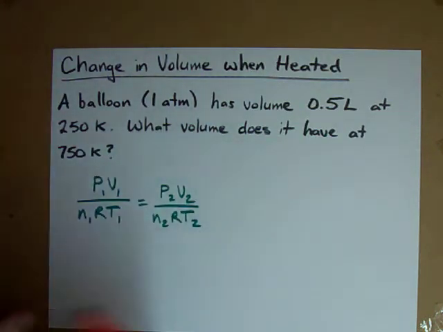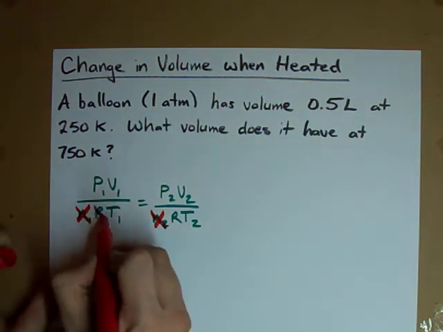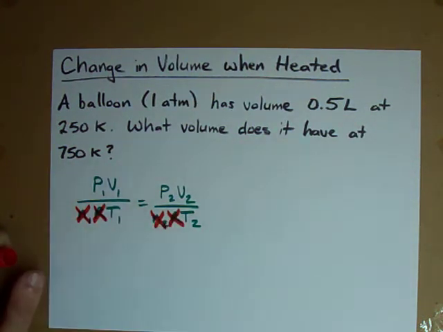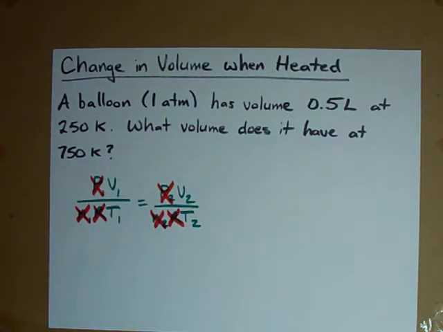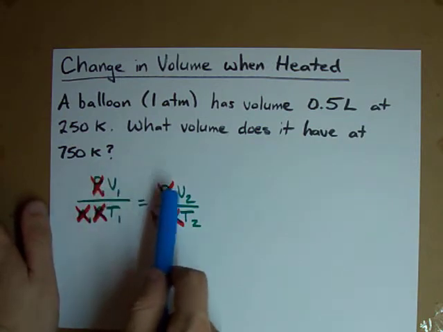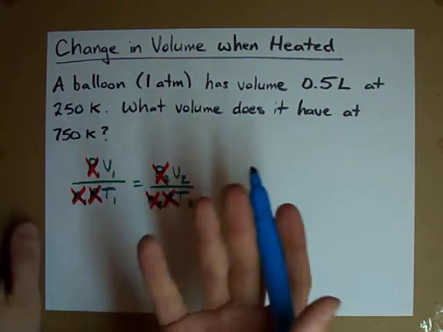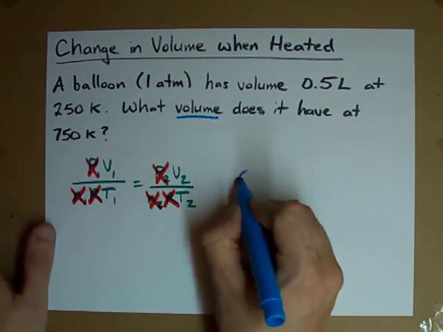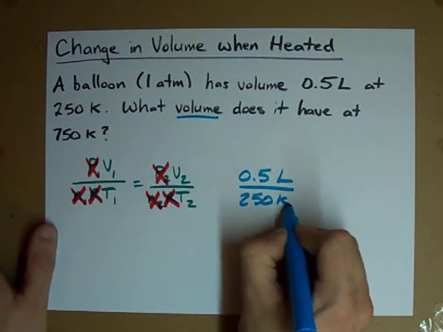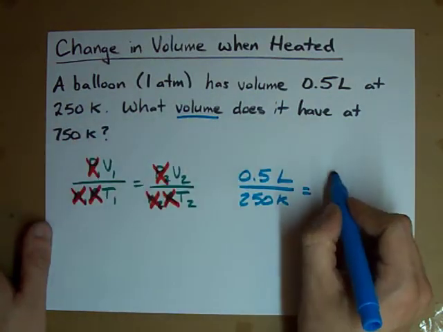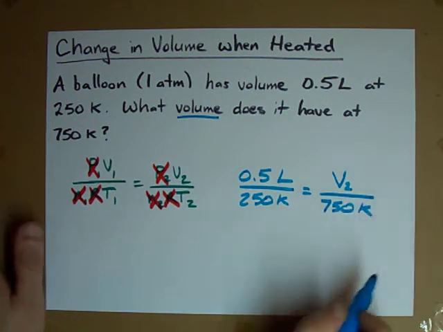Well, it's a balloon. It doesn't let stuff in and out, so the number of moles is the same. R is a constant. It'll always be the same on both sides. And I've told you the pressure is going to be the same. So that means V1 over T1 equals V2 over T2. So let's fill in the numbers that we know and solve for what we want. The initial volume is 0.5 liters. The initial temperature is 250 K. The new volume is what we're solving for, and the new temperature is 750 K.